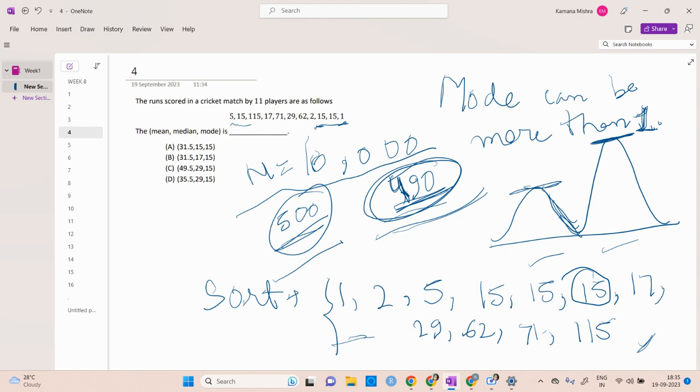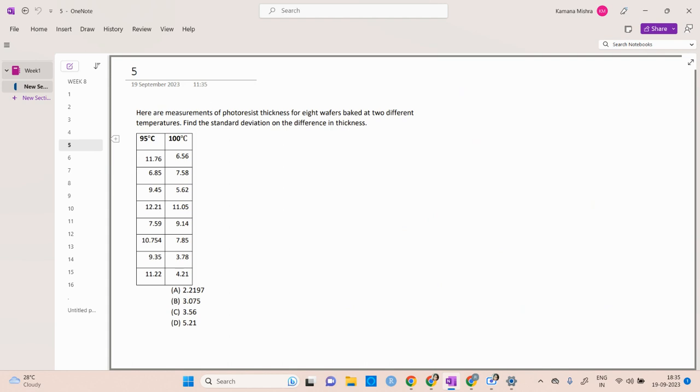So you can see 15, and then the mode is 15, occurring three times, and all the other values are occurring just one time. So the mode will be 15 too. So 15 and 15, you can just do this, and you don't need to calculate the mean value here, because this is the only option with 15 and 15. Okay, and then we will move to the next question.